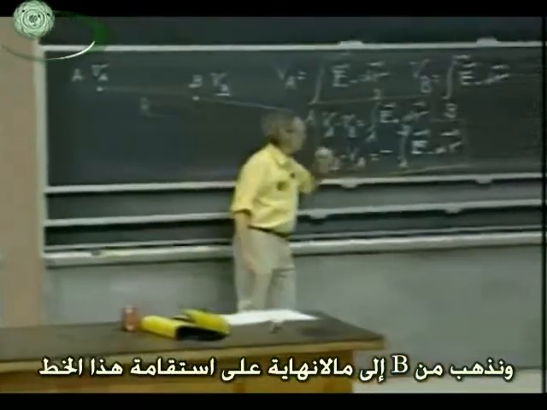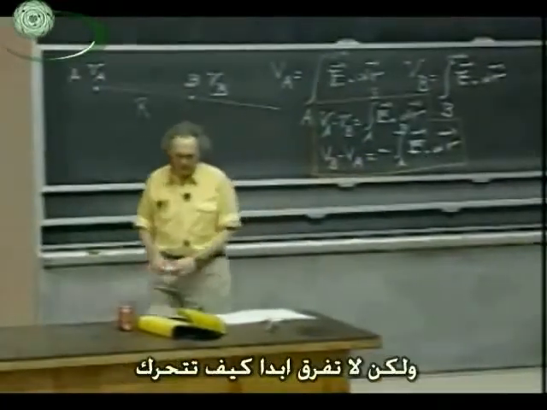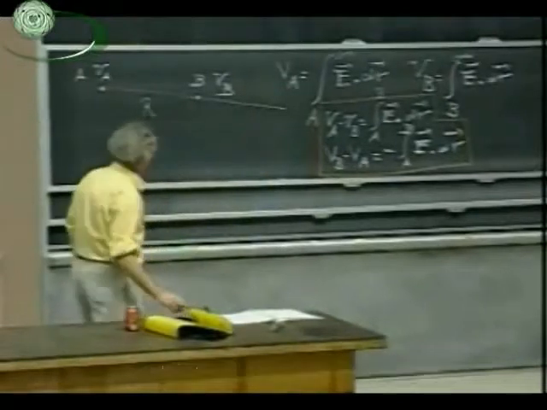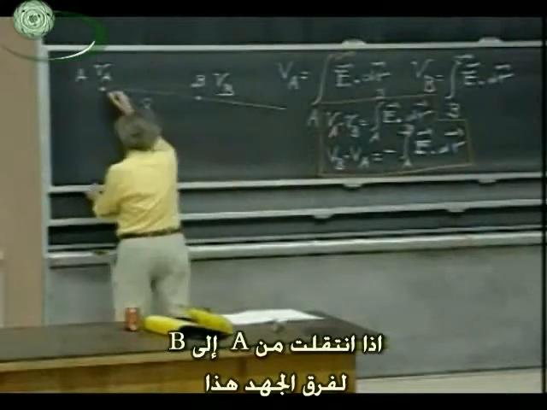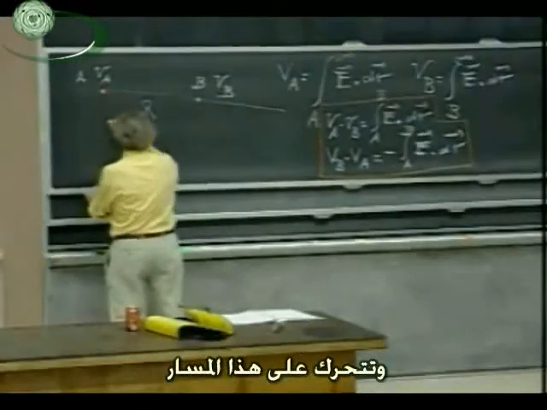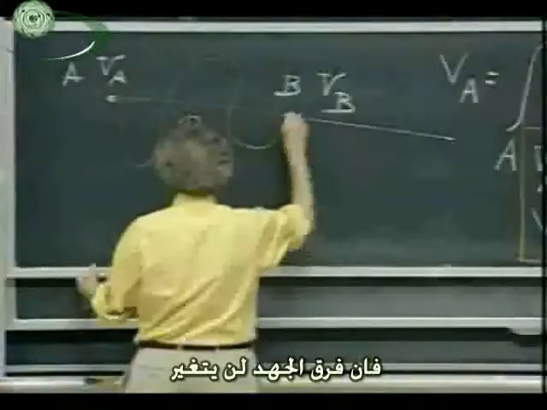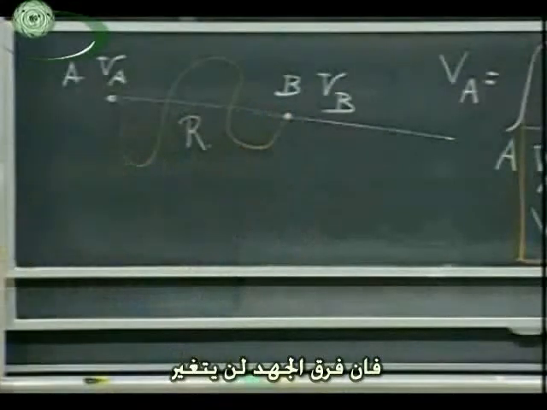Infinity along the straight line, but it makes no difference how you go. If you go from A to B, this potential difference, and you go in this way, then VA minus VB is not going to change.